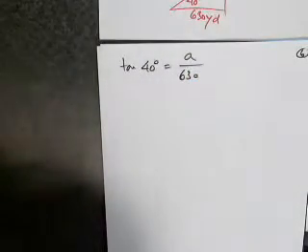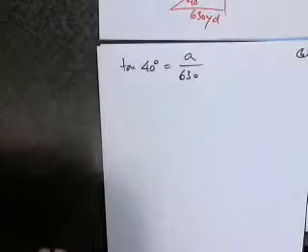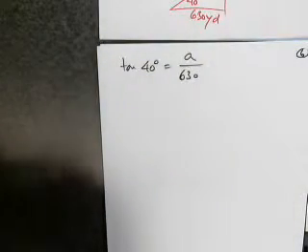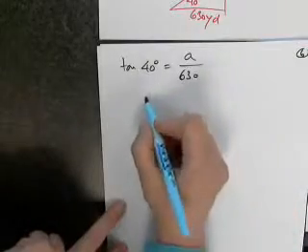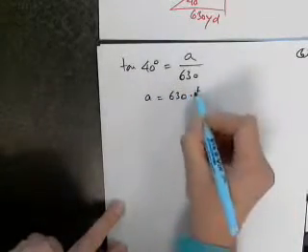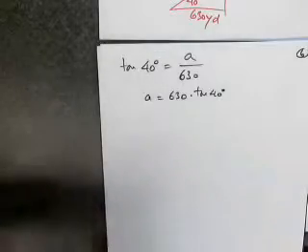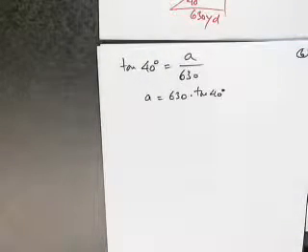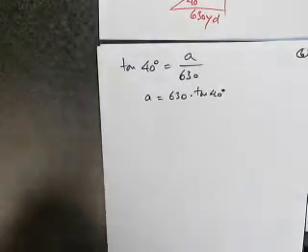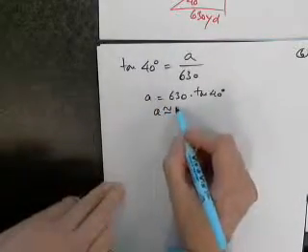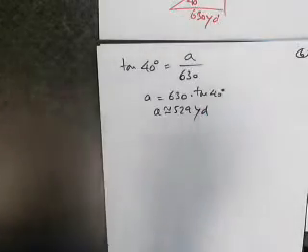Okay, so then what should I do next? Cross multiply. So I have A equals 630 multiplied by tangent 40. Excellent. Of course, I will not be able to do it by hand. My calculator is still in degrees. So 630 times tangent 40 degrees, and it's about 529. So A is about 529 yards.